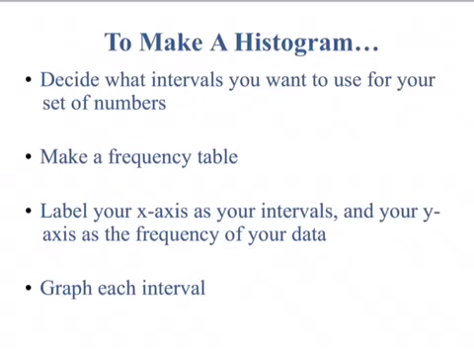Then we need to make a frequency table. In the frequency table there are going to be 3 columns. The left-hand column is the interval that you chose, and the middle column is called a tally. That's how many numbers you have that fall into that interval. And the third column is where you put a number for how many tallies you have. Then you need to label your x-axis as whatever your intervals are, and your y-axis as the frequency of your data. Then just graph each interval.